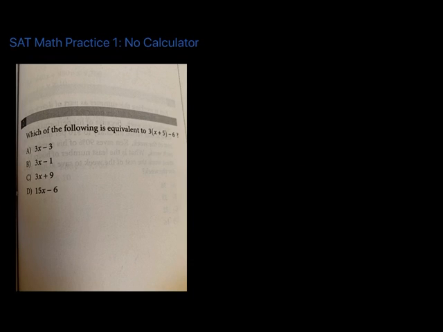So for our second problem, we have: which of the following is equivalent to 3 times the quantity of x plus 5, minus 6? And our options are 3x minus 3, 3x minus 1, 3x plus 9, and 15x minus 6. So, first, let's write out the problem: 3 times x plus 5 minus 6. And in this case, we're going to be using the distributive property to distribute 3 to everything in the parentheses.